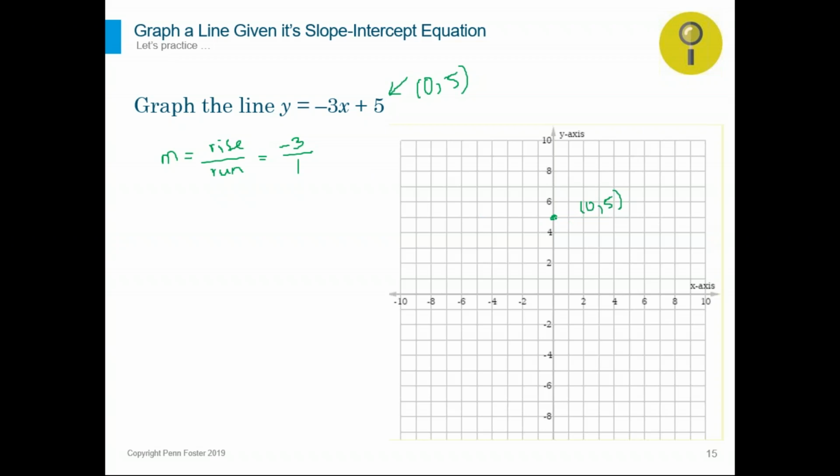The slope tells me to go down 3 units because it's negative 3 for the rise. So I'm going to go 1, 2, 3 points down. The run would be the horizontal trace, or the horizontal units I'm going to go, and it says 1. And since it's a positive 1, then go to the right 1 unit, and this is a second point. All you have to do then is just to connect the line. That's it. And you did graph the line using the equation.